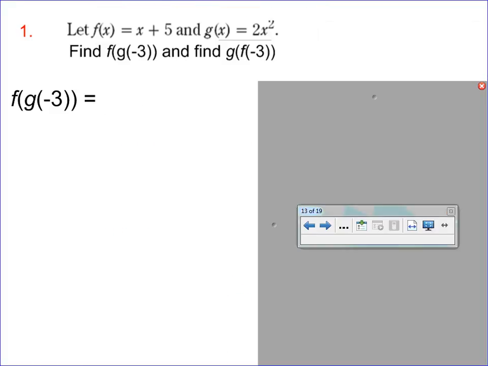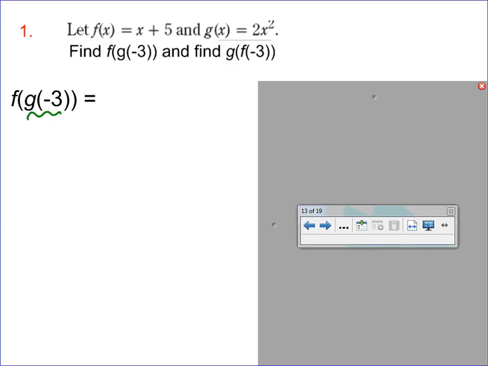Let's go ahead and do some practice now. We'll work from the inside out. We can write with composition symbols, or we can use parentheses. With parentheses, it's easy to see what the innermost function is. So let's evaluate f of g of negative 3. So f of g of negative 3, we'll work from the inside out.